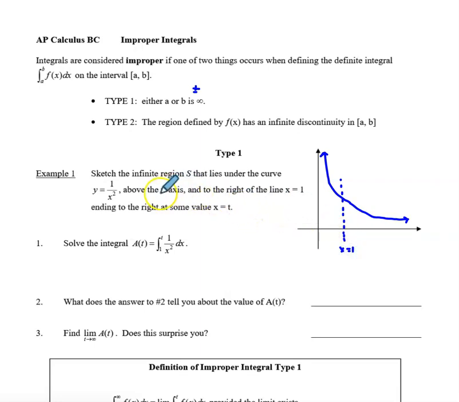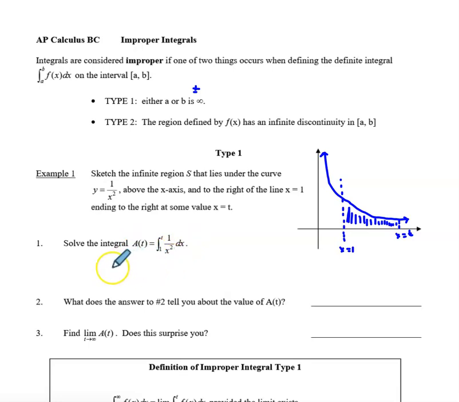So I care about this function above the x-axis and to the right of the line x equals 1, and we're going to end the integral somewhere over here at x equals t. I don't know what my t value is, but I'm effectively trying to find this area under the curve, this integral. Integral and area are the same since the region is above the x-axis. Trying to find this area from 1 to t of 1 over x squared dx.